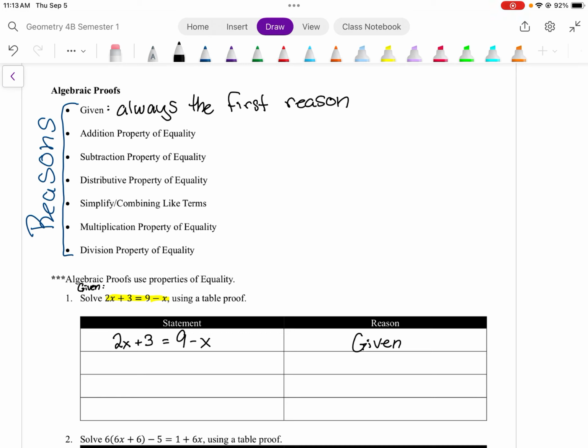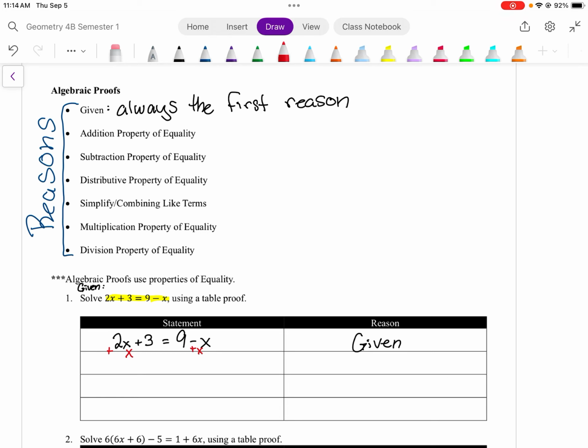Your proof should always start with given. Then if we look at our equation, the first thing that I would do to solve this one is get all of my variables onto one side. Now, the step where we are moving them, that is not the next statement. So I'm going to write it really small so I have room for the statement below it.